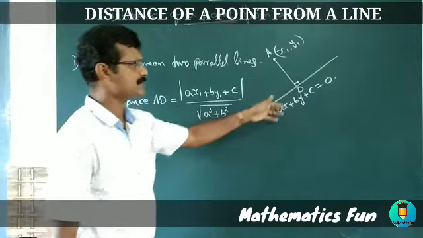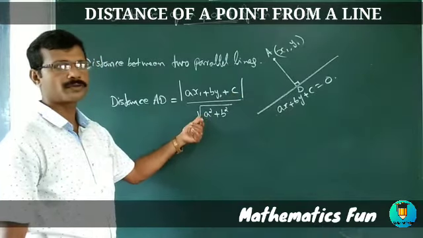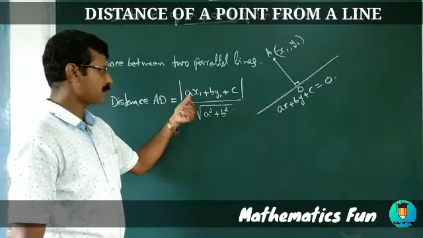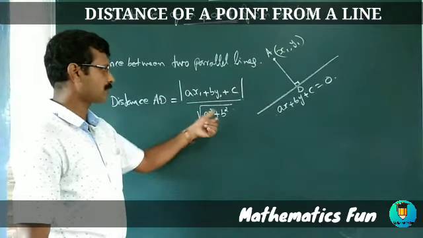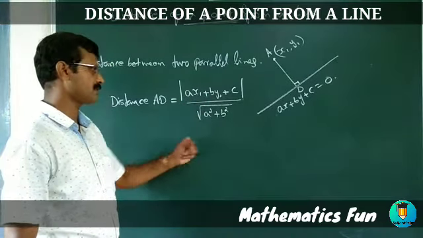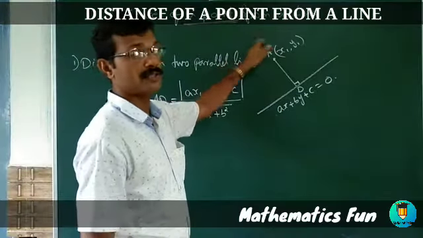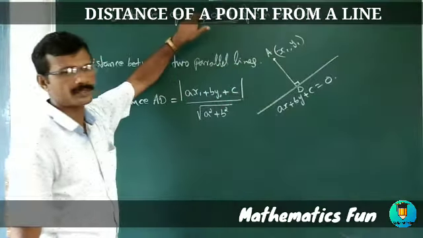Just see, the point is substituted into the line. The denominator is the square root of the sum of squares of the coefficients of x and y. Alright, this formula you remember, right? This is the distance formula, the distance of a point from a line. That is the first topic.